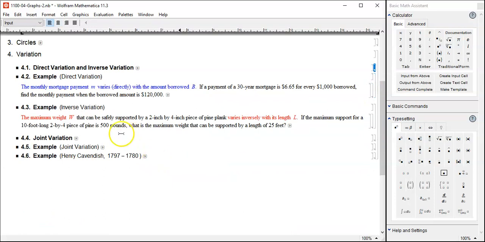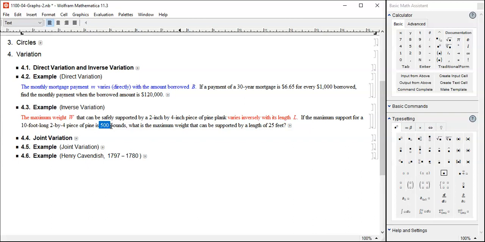Let's come back to this problem. The length L is originally 10 foot long, and now 25 feet. So it's a little bit more than doubled, less than tripled, 2.5 folded. So what happens to the weight, which started as 500 pounds? Do we multiply? No, that's direct variation. We have to divide.